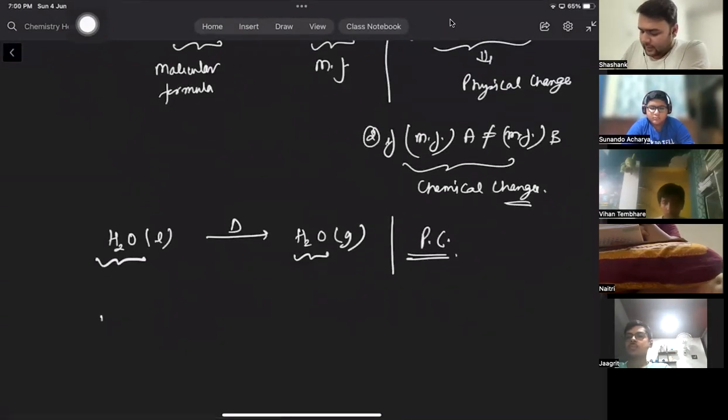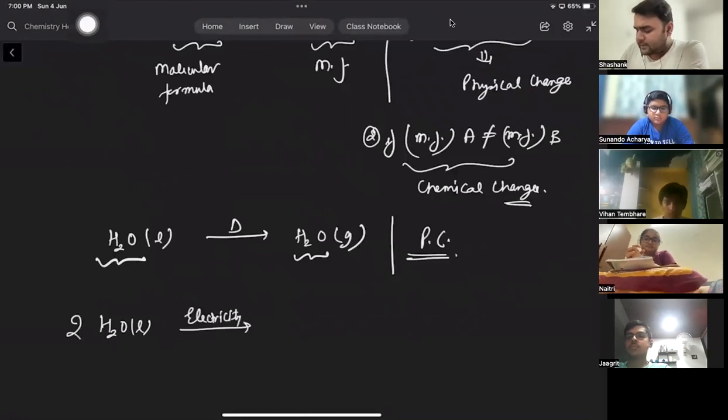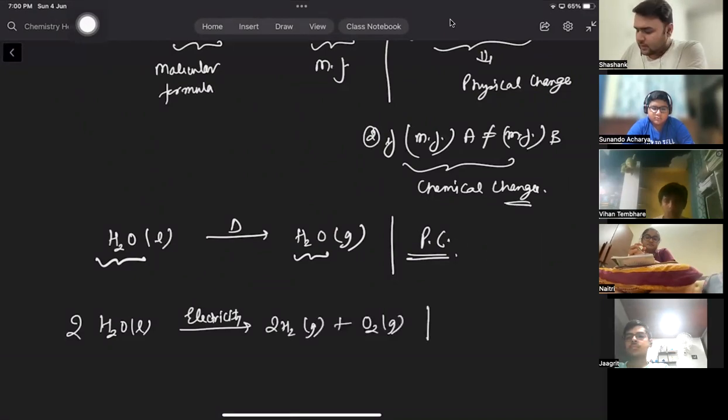If I talk about H2O in liquid state and I pass some electricity, we all know what will happen. Let's balance it already. This will give you 2H2 in gaseous state plus O2 in gaseous state. Now, if you look at the whole thing, this is your whole B, this is your whole A. No need to get confused. Sir, you said A and B. Here we have B and C also.